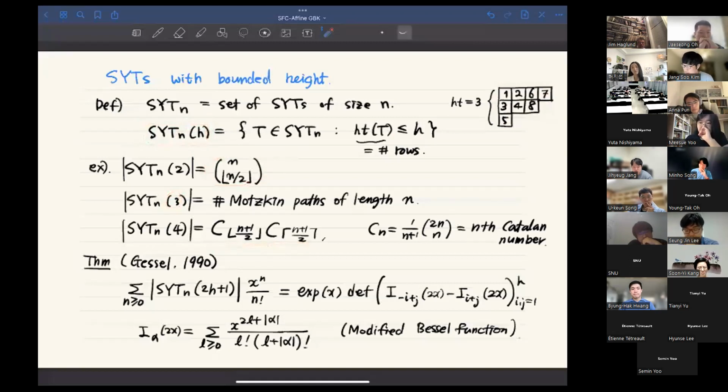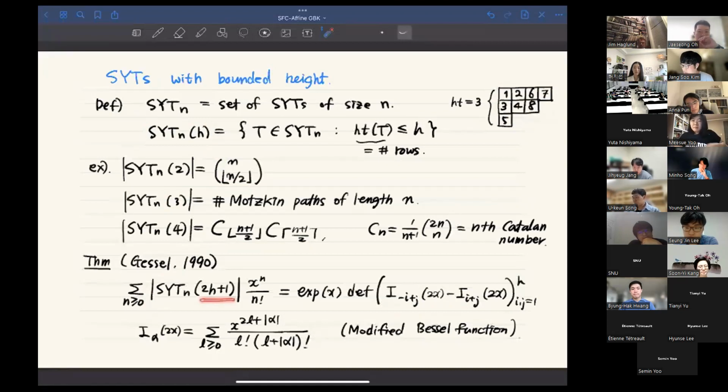But Gessel found this nice generating function formula for the standard Young tableau with bounded height, where on the right-hand side there is a determinant of what's called a modified Bessel function.